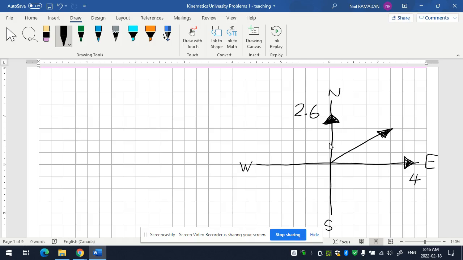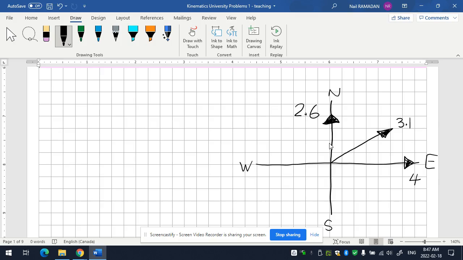And sorry, how long? 3.1. Okay, how many total vectors do we have? How many original vectors do we have? 3. How many of them are good vectors? We have 2 good vectors, the eastbound one and the northbound one. How many do we have as bad vectors? 1. So how many do we need to decompose? Just 1. Okay.